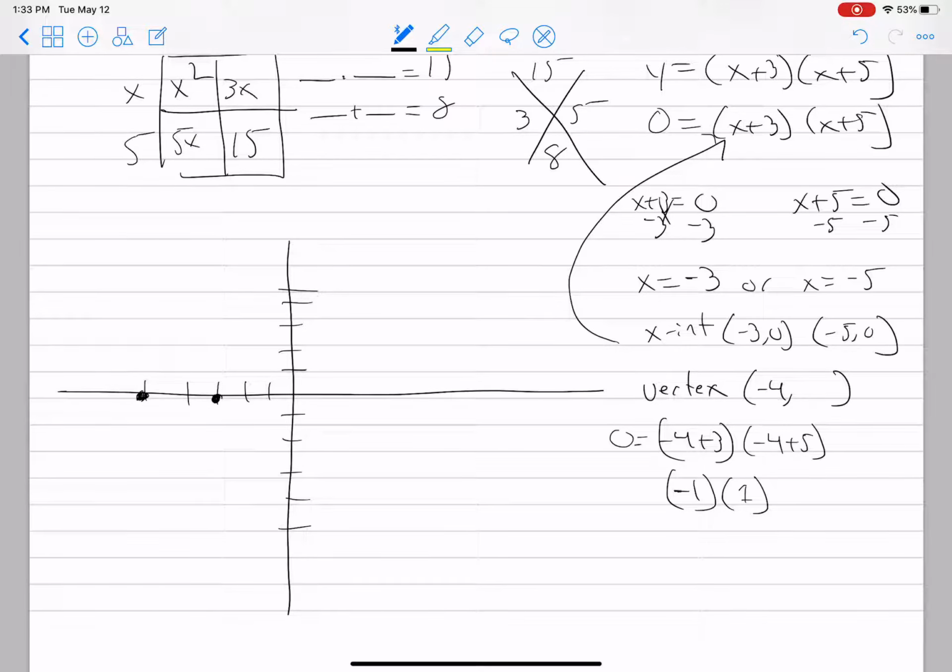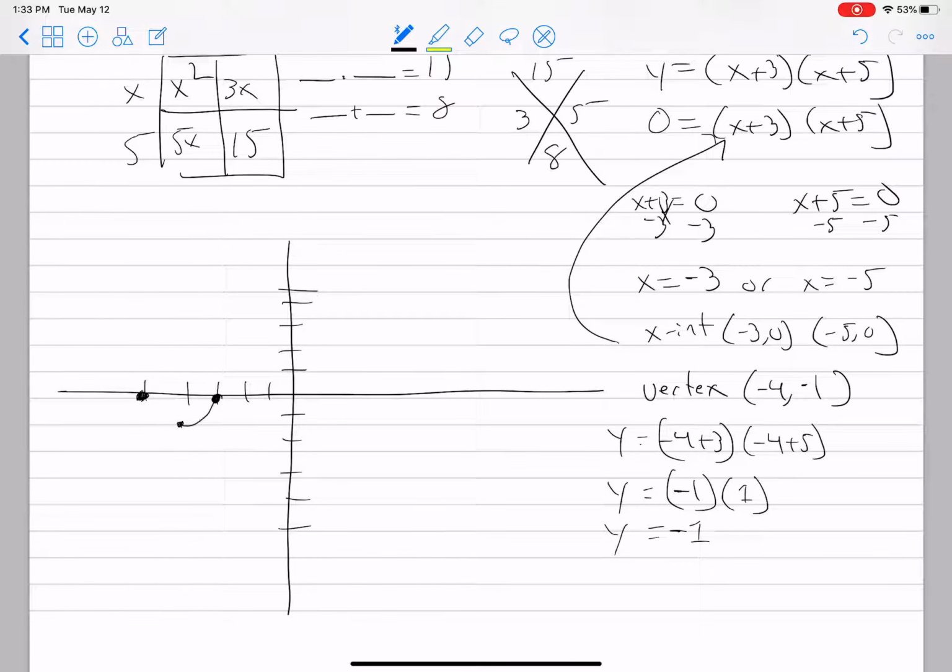This is 1. That shouldn't equal 0, excuse me. It should equal a thing that I don't know. And negative 1 times 1 is negative 1. So y equals negative 1. So my vertex is negative 4, negative 1.